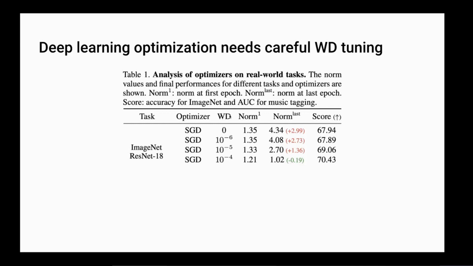So norm 0 equals 1, norm 1 is the norm after the first epoch, and norm last is the norm after enough iterations. It goes to about 4.3 times larger than before, and the score is actually proportional to this norm size. So by tuning the weight decay parameter properly, you will get much better performance than in the no weight decay scenario.